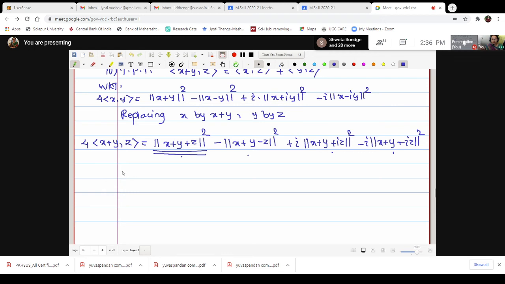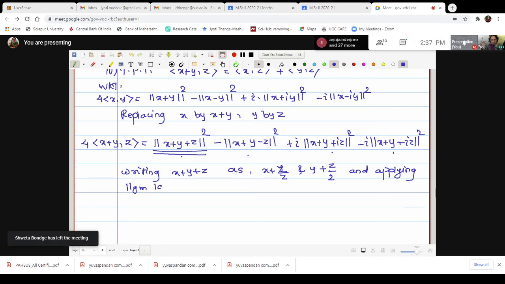Therefore what we will do is write this x plus y plus z as an addition of x plus z by 2 and y plus z by 2. Right, if I add these 2 terms, it will be x plus y plus z, and we will use the parallelogram law, writing x plus y plus z as x plus z by 2 and y plus z by 2 and applying the parallelogram law. What will happen? The first norm will be constructed by applying the parallelogram law.